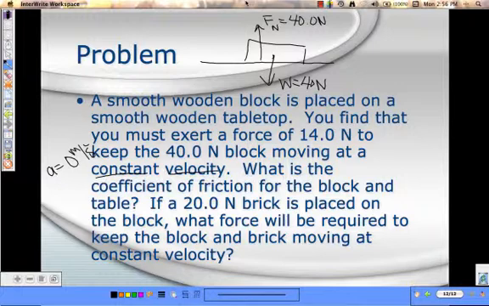Now, since our acceleration is 0, do we have a net force? No, our net force is also equal to 0. That means that our applied force and our frictional force have to be equal to each other. They're equal and opposite, since there is no net force. So force applied is equal to, what's our applied force? 14, yep. So that means our force of friction is equal to 14.